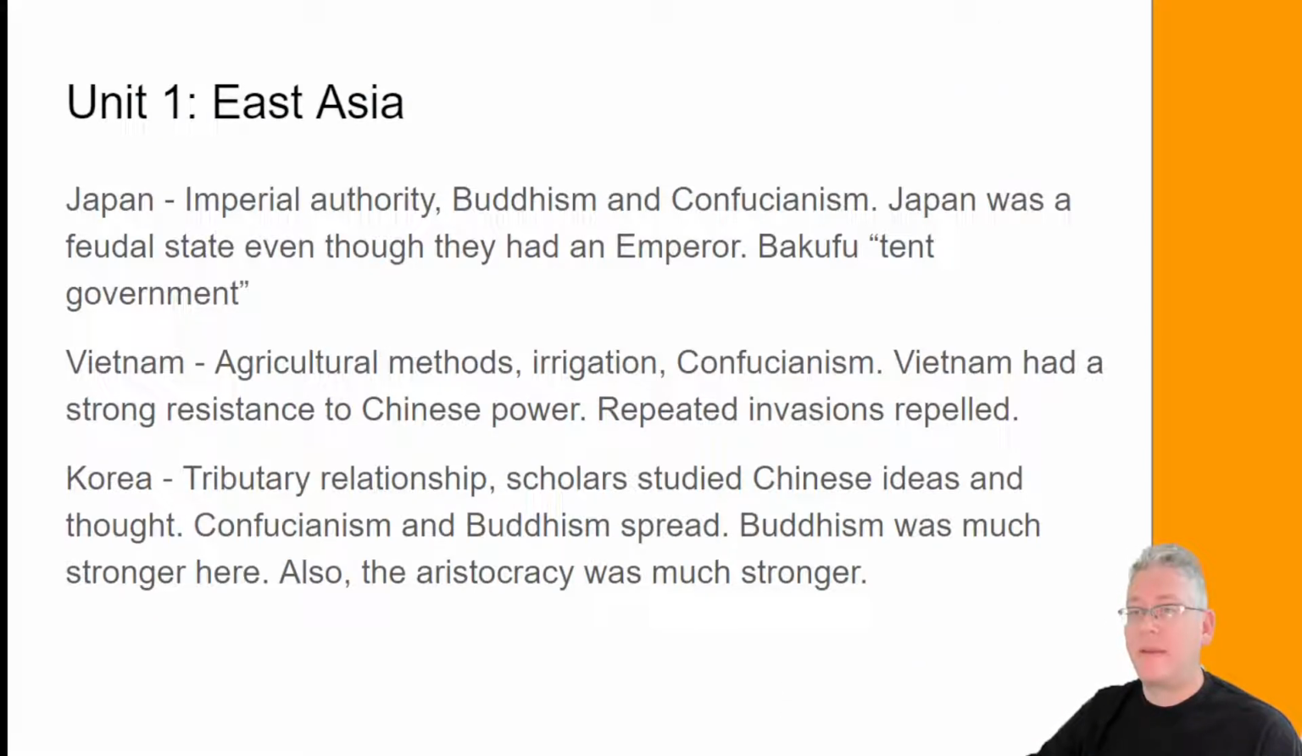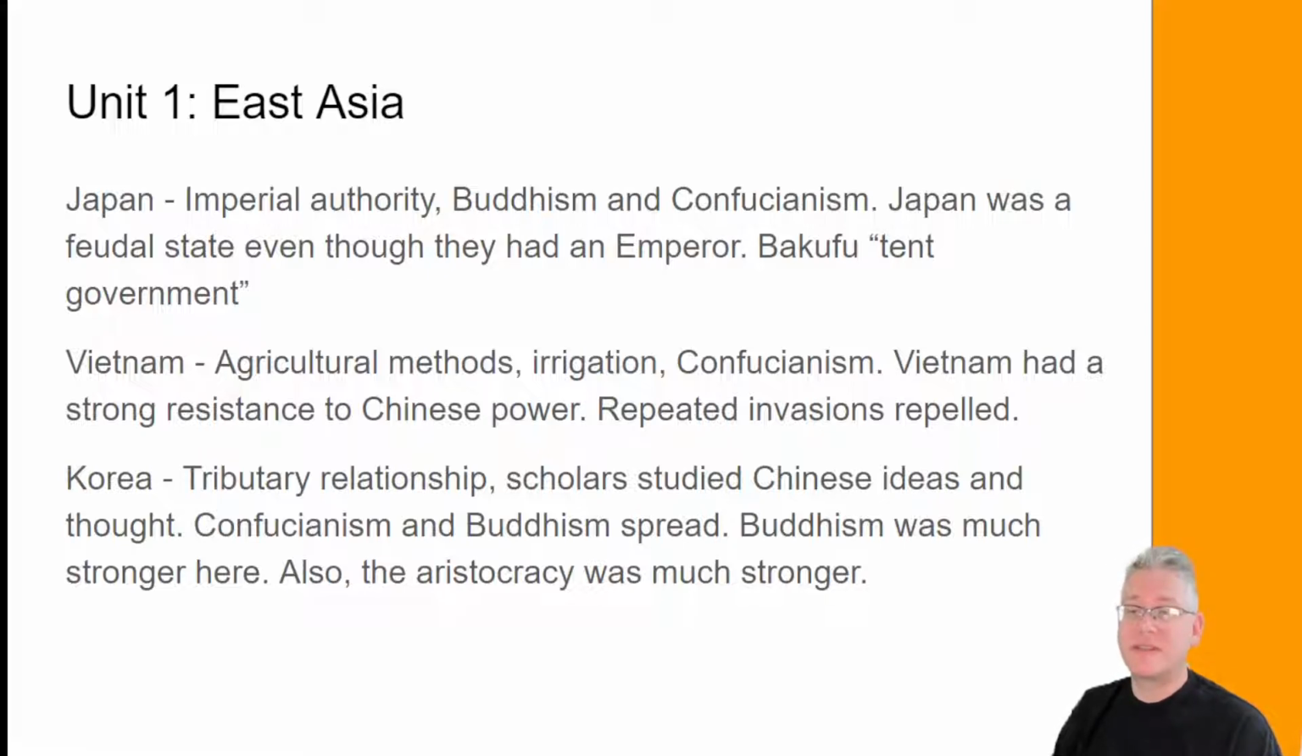All right. Continuing on here a little bit, we got a couple of other empires to talk about just real quick. We also have Japan. Japan has this sort of imperial authority that they're going to bring in from China. They have Buddhism and Confucianism also, though they're not as important, or they're done differently in Japan. Japan was a feudal state, even though they technically had an emperor. They have this thing called the Bakufu, or tent government, where the shogun is going to basically run everything that's going on in their empire.